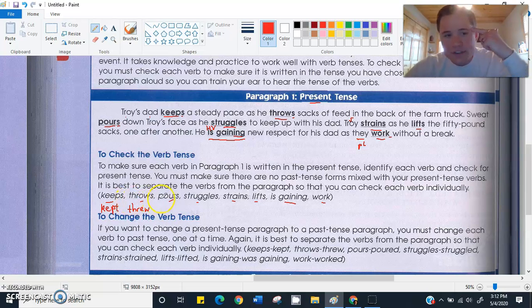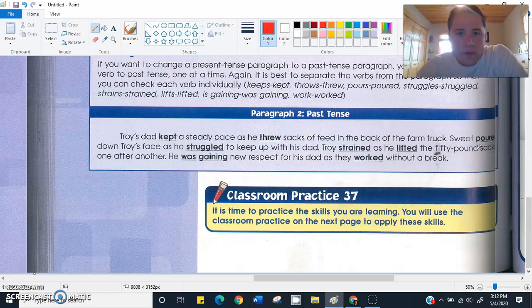But a lot of the time you'll just say pours. That's regular. I just know it sounds right to say poured. So that's an example of a regular verb. Normal verbs, you add ED to the root and you've created the past tense. All right, and then they do that with the rest of them. I think you've got the idea. And then they rewrite the paragraph with Troy's dad kept a steady pace as he threw sacks of feed. Notice, it doesn't just go as he struggles to keep up with his dad.